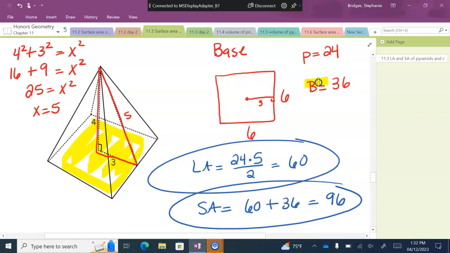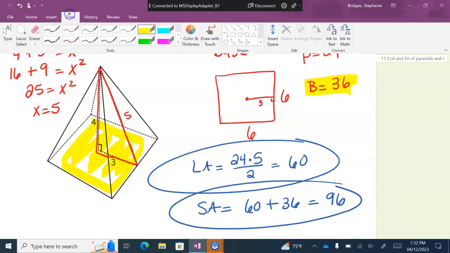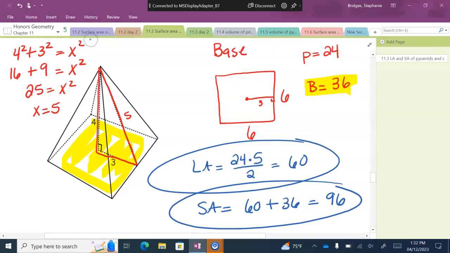Are you asking me how I got this base? Oh, okay, I'm sorry. I thought you meant how did I get the square? The area of a square is just your side squared, or side times side. 6 times 6 gives me 36. Like a rectangle, length times width. Does that make sense? Okay. Everybody ready?